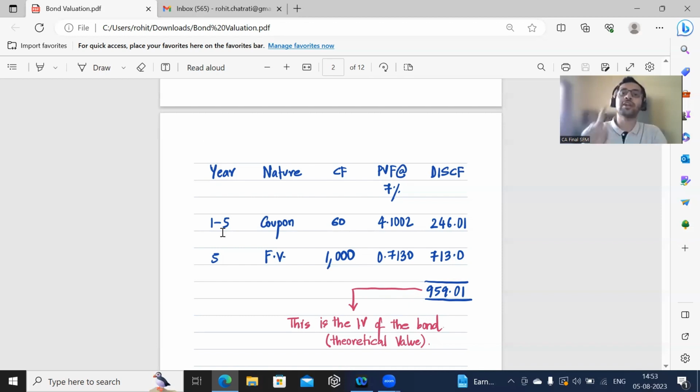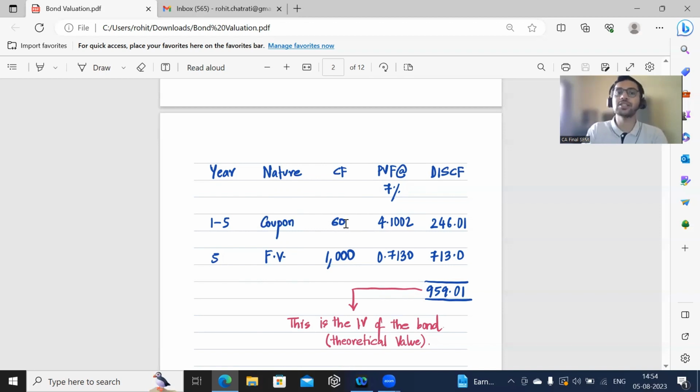Year one to five, it is an annuity. If you think of it, year one to five is a $60 annuity. So I've written years one to five, coupon $60. Year five, I am receiving face value or maturity value of $1,000. And then I've calculated the present value factor, which I'm not going to teach you. And then discounted cash flow is nothing but cash flow multiplied by present value factor.